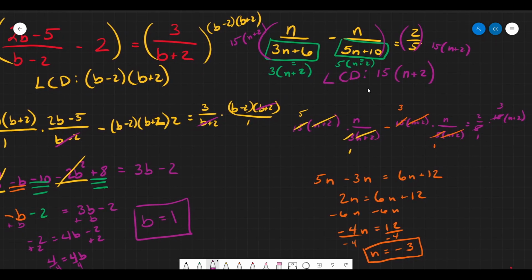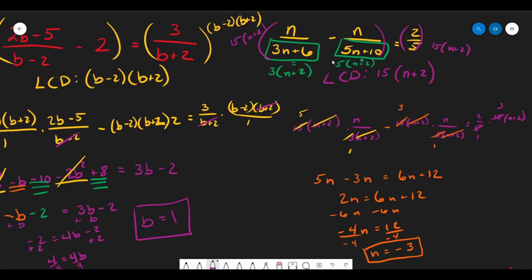Then I move on to the next problem. Same thing, but now as you see on the denominators here, I didn't work with 3n plus 6 and 5n plus 10. What I actually did was I factored those. I made it a little easier. So instead of working with 3n plus 6, I did 3 times (n plus 2) because I factored out of 3. Here I factored out of 5.